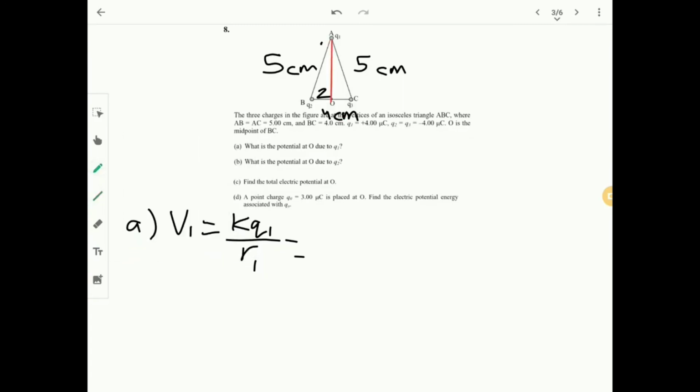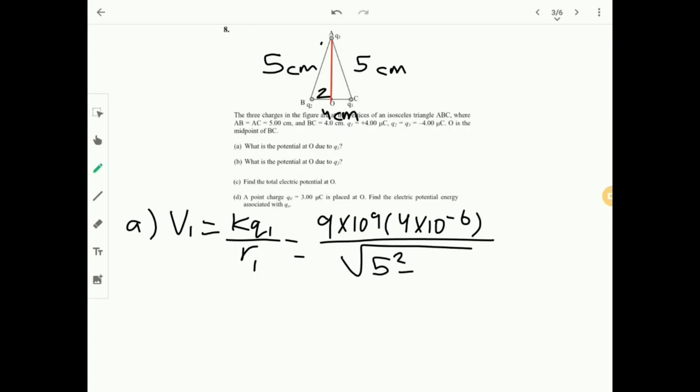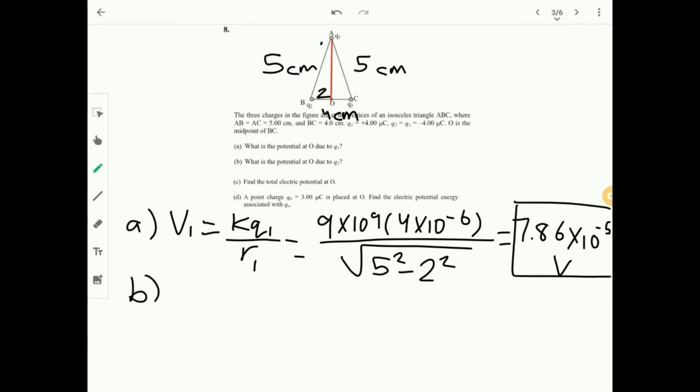Perfect. Well, Pythagorean theorem, so it's 9 times 10 to the 9 times 4 times 10 to the minus 6 over the square root of 5 squared minus 2 squared, and when we solve all that we should get 7.86 times 10 to the power of minus 5 volts.